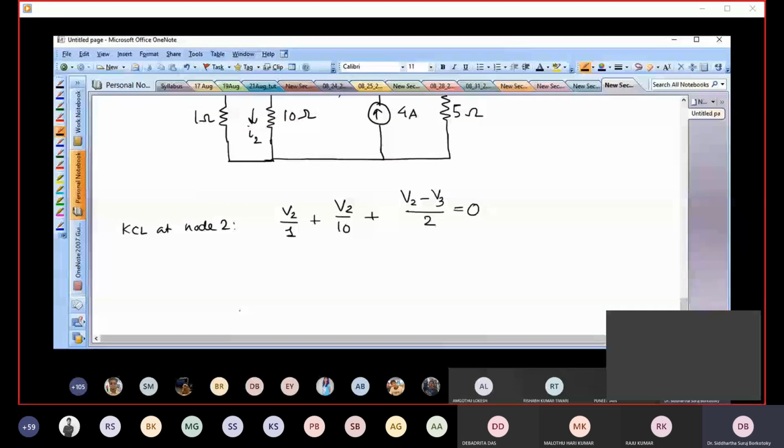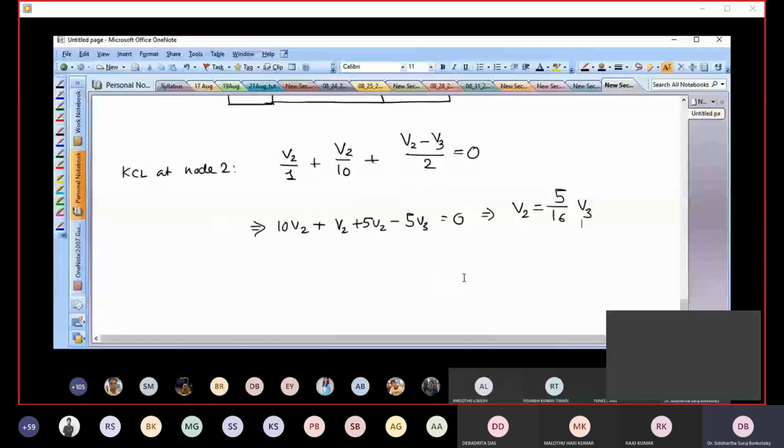So 10 V2 plus V2 plus 5 V2 minus 5 V3. That would be 0. And then that actually tells you that V2 is 5 by 16 V3. So you can write V2 in terms of V3 or V3 in terms of V2. Okay, so this is what I get.